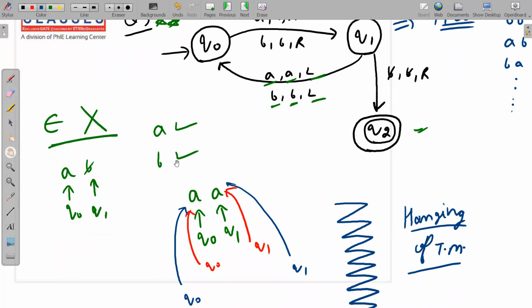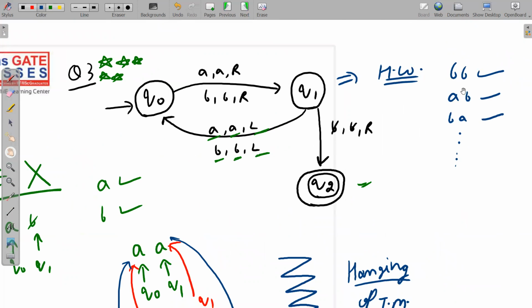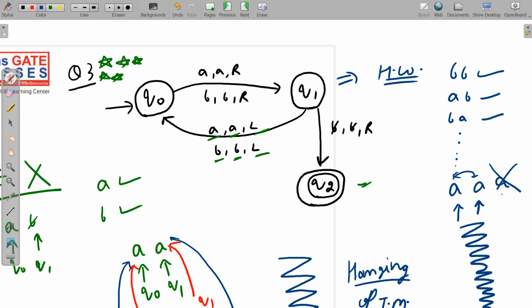Single A will be accepted, single B will be accepted, but the rest of the strings it won't accept, because the Turing machine will hang. So the Turing machine will hang on each and every string of length 2 or more symbols. And in fact, by now you have already guessed, if we have triple A, then this A won't be read by the Turing machine, because it will keep on rotating between these two A's only. Please try to visualize this yourself: on double A, the Turing machine will keep on rotating between these two A's only. It won't be able to read this A.